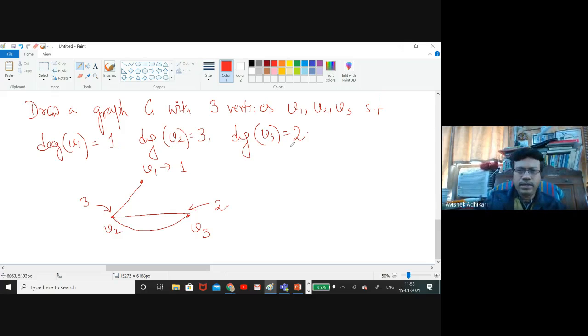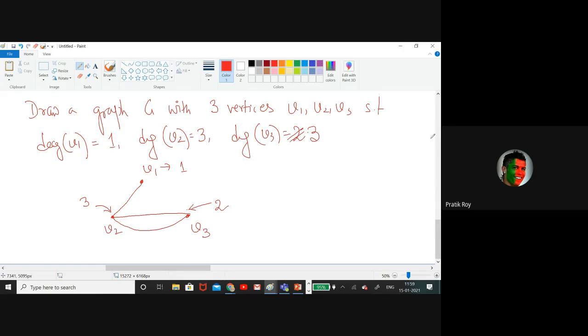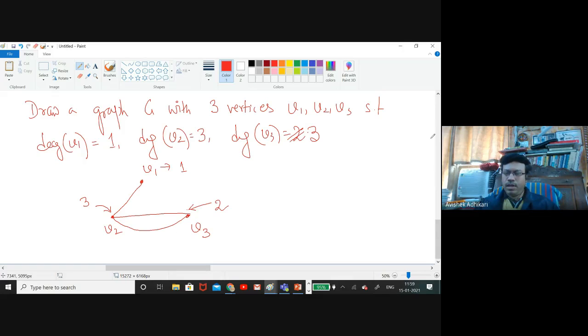Now if I modify this so that instead of 2, I put 3, can you draw this? No, sir. So this will not be possible. Let's see what others will do. Let's try to solve this problem. So V1 degree 1, V2 degree 3, V3 degree 3.